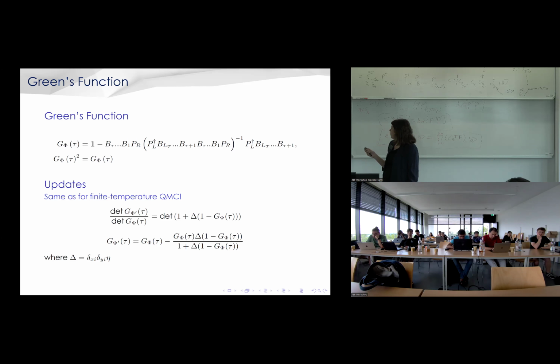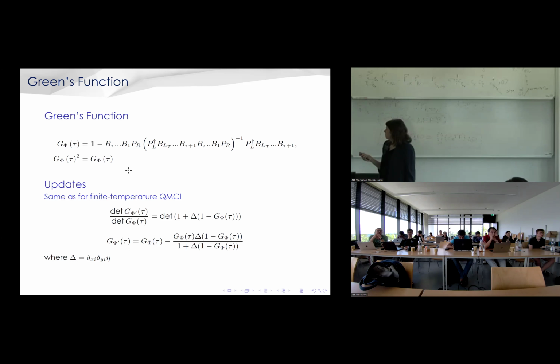And then we put the rest of them for tau greater than the tau of interest on the right here. So this all together is a square matrix, but it's important to note these pieces on this side and that side are actually rectangular matrices. And then this Green's function for the projector QMC, it really is a projector. When you square it, you get the same Green's function.